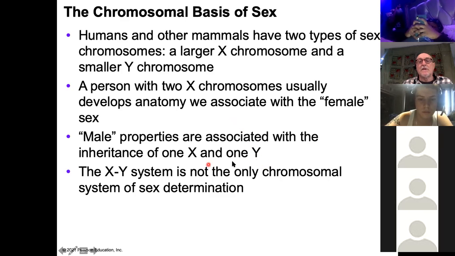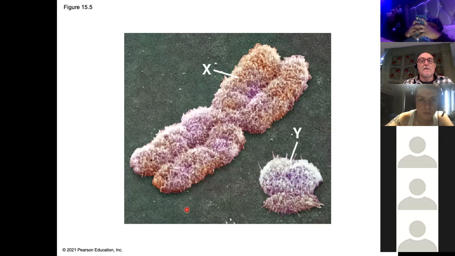And I will say this is not the only sex determination system. This XY system is common. It does occur in the flies, as we've seen, and in all mammals. In other things like birds and reptiles, they have different systems. I'm not going to discuss them. If you're interested, you can have a look in your book. It does discuss them.